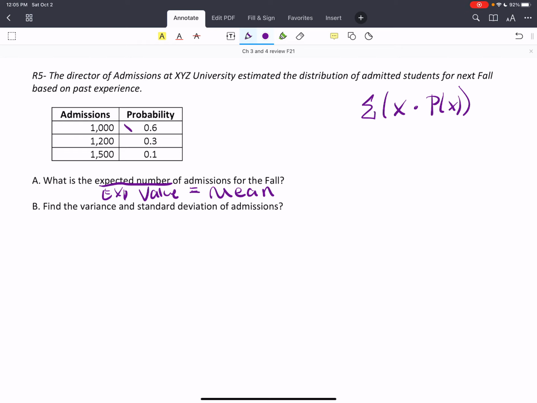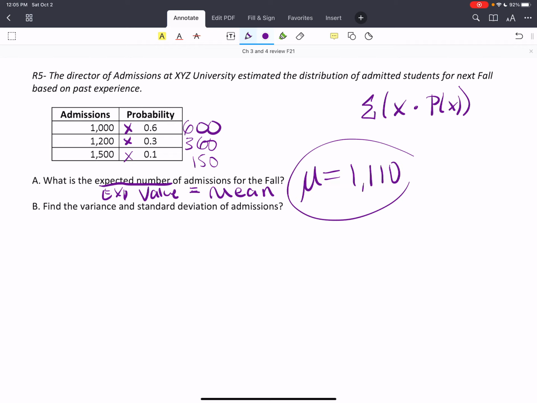So 1,000 times 0.6, and so that's 600, and then 1,200 times 0.3 is 360. Maybe I'll get this right in a second, y'all. And then 1,500 times 0.1, or 150. And so we would find that the mean or expected value is 1,110 new students.